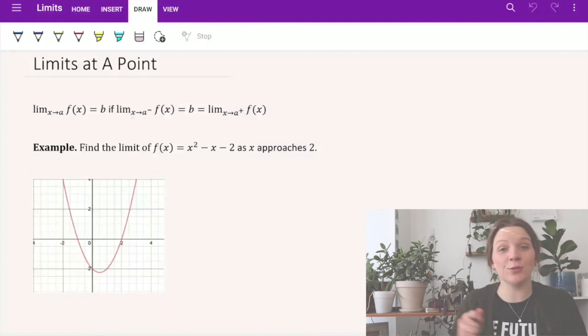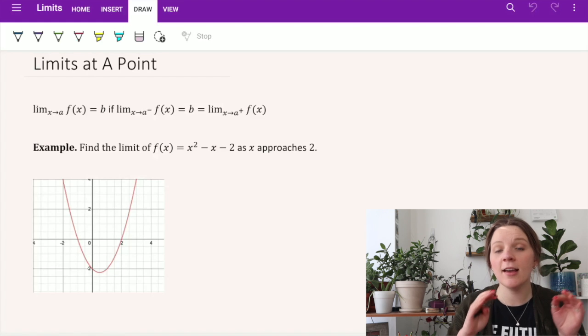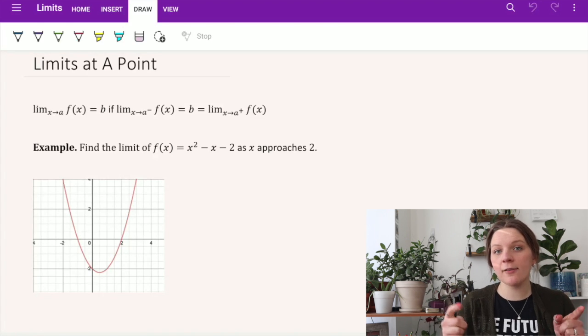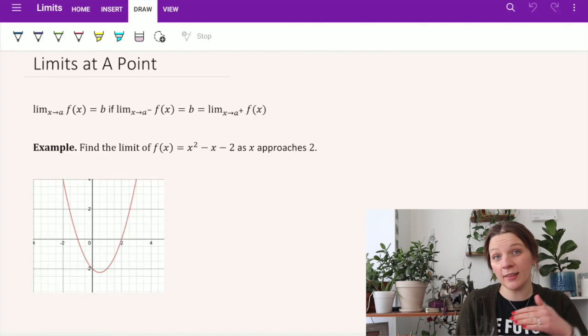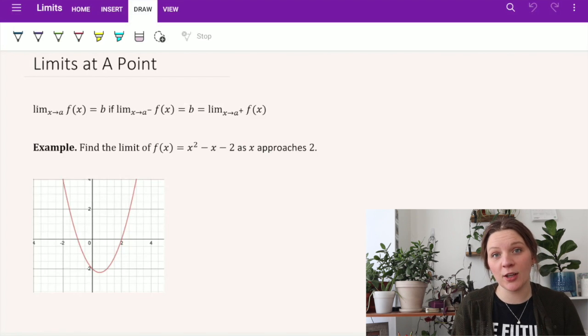Today, we are looking at limits once again. So to remind you, we say that the limit of some function f of x as x goes to a is equal to b if the limit as x goes to a from the left is equal to b and the limit as x goes to a from the right is equal to b. So in today's video, we're going to look at actually evaluating some limits.